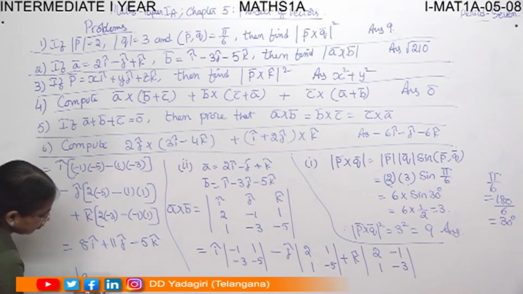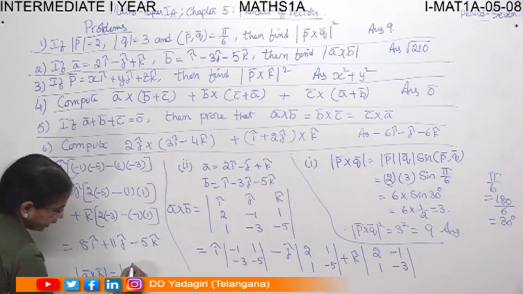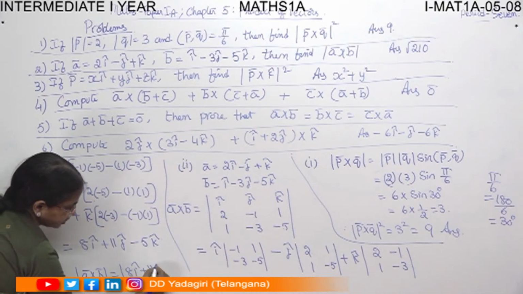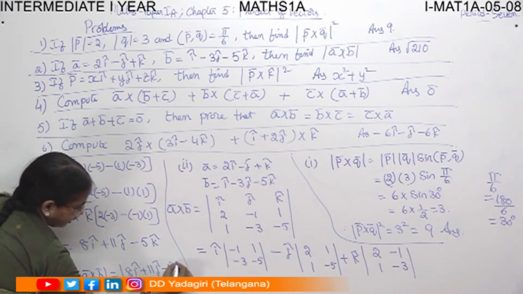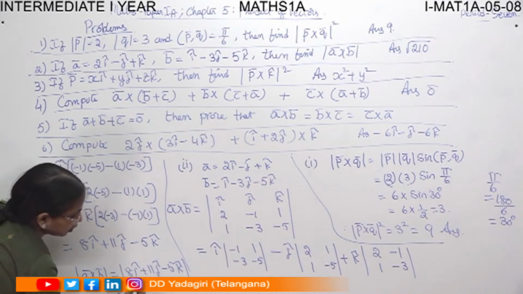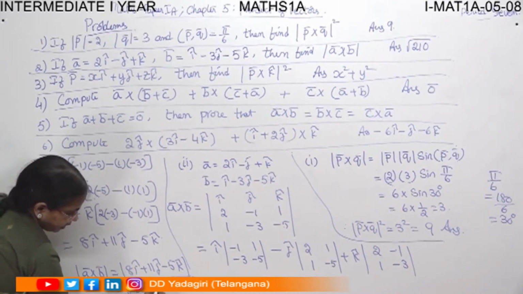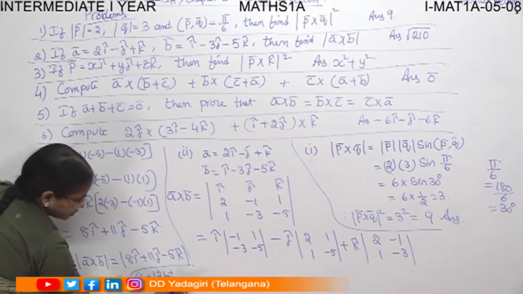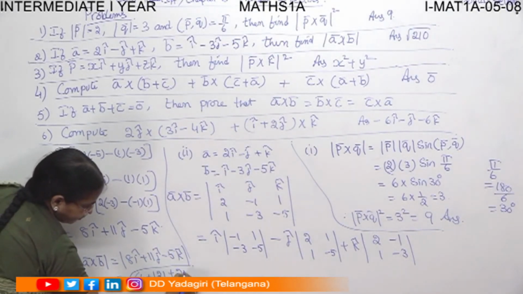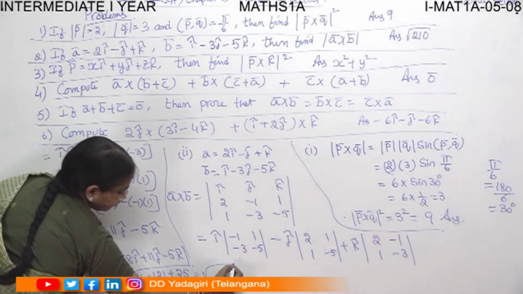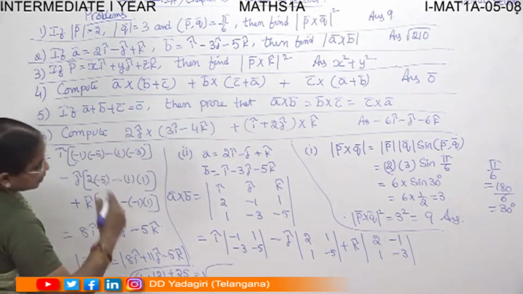So therefore, mod of A cross B is equal to mod of 8I plus 11j minus 5k. So it is equal to root of 8 square 64 plus 11 square 121 plus 5 square 25. So when you simplify, you should get 210.